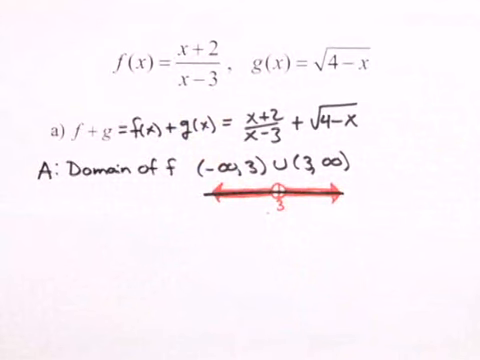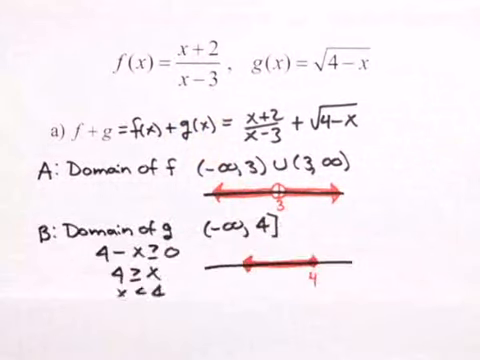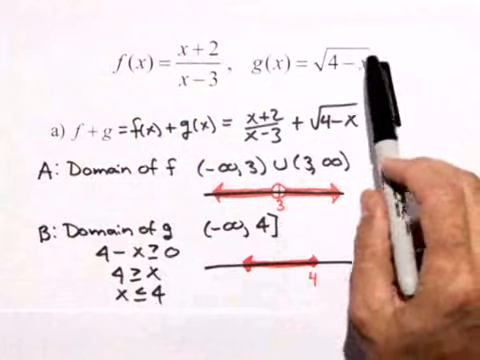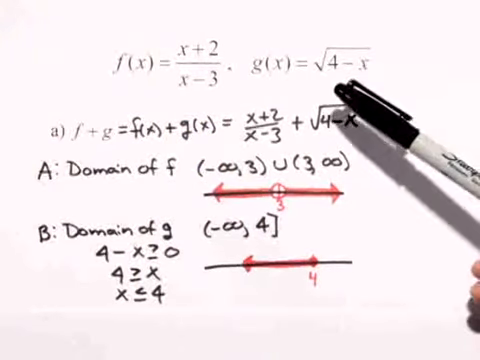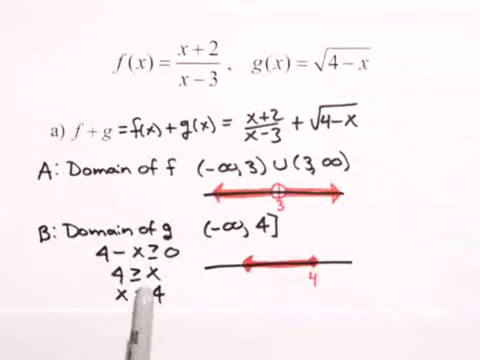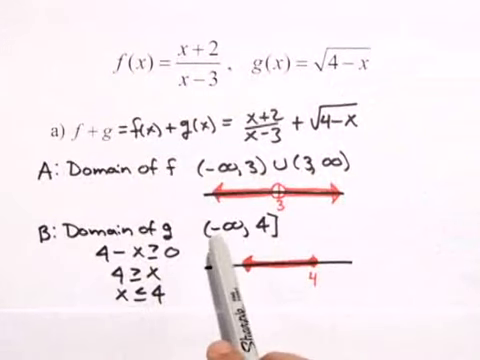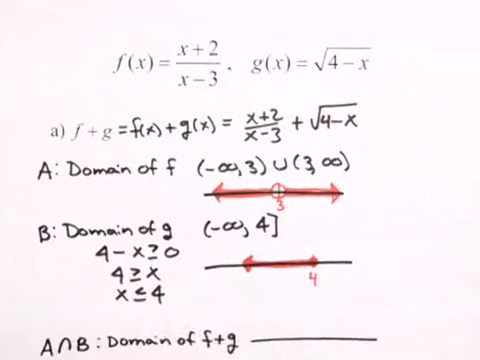The domain of g, well, we can find that because we have a square root function. To find the domain of a square root function, we must set whatever is under the radical greater than or equal to 0 and solve. So solving this inequality, we get x must be less than or equal to 4. So the domain of g is negative infinity to 4, inclusive on the 4.